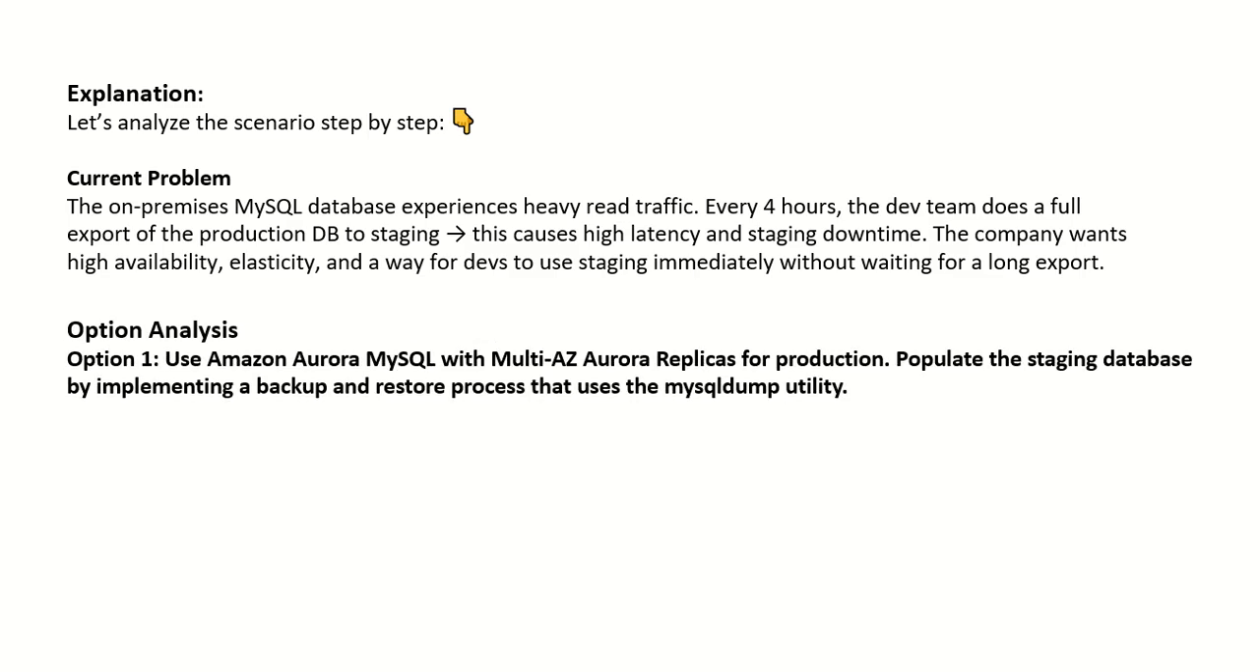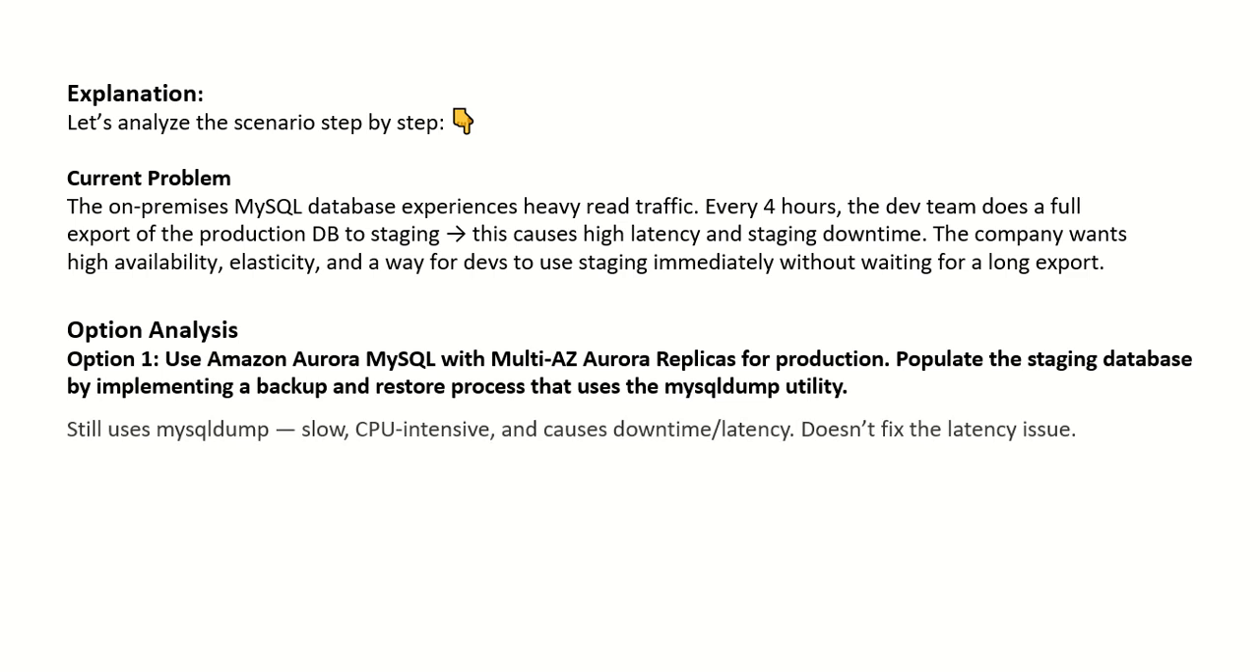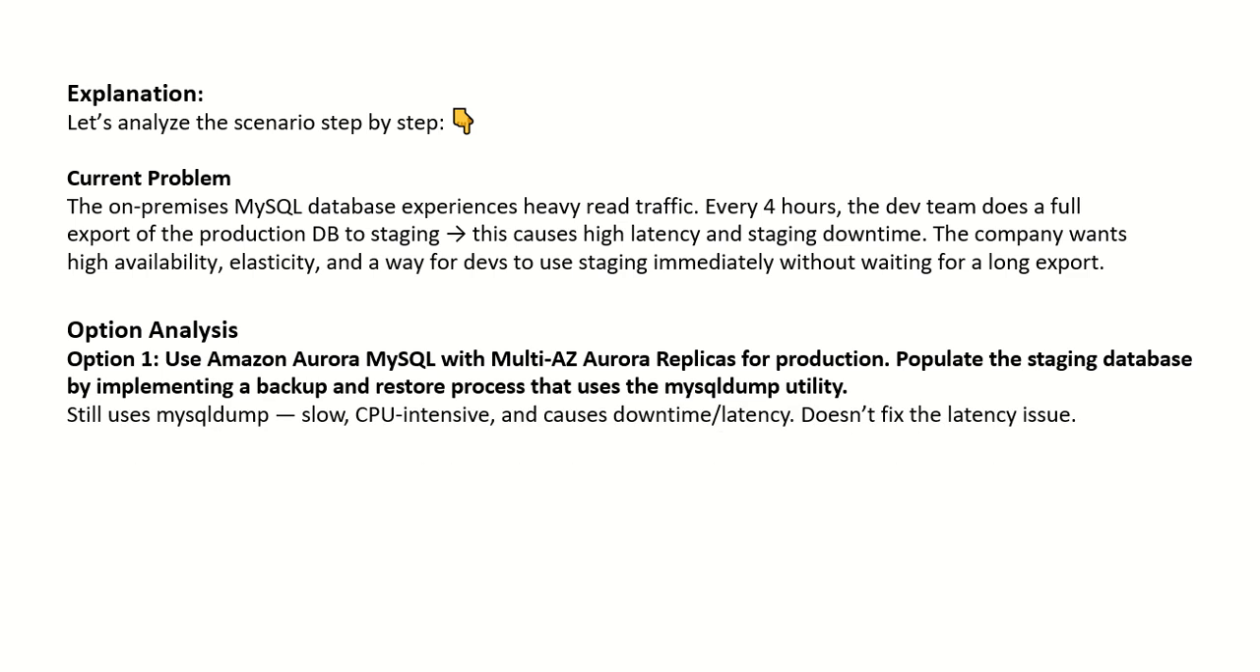Option 1, use Aurora MySQL with multi-AZ Aurora replicas for production. Populate the staging database by implementing a backup and restore procedure that uses the MySQL dump utility. If you are using MySQL dump, it will make the system slow, and it is also CPU intensive, and it causes downtime and latency as well. So it doesn't fix the latency issue. Anyway, Aurora improves the performance, but this process doesn't meet the main goal.